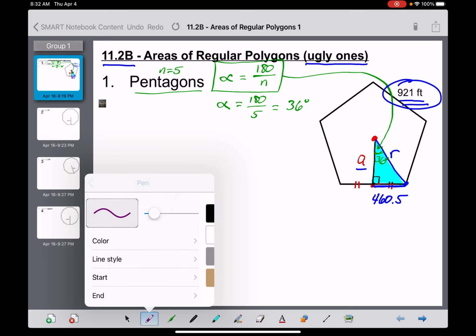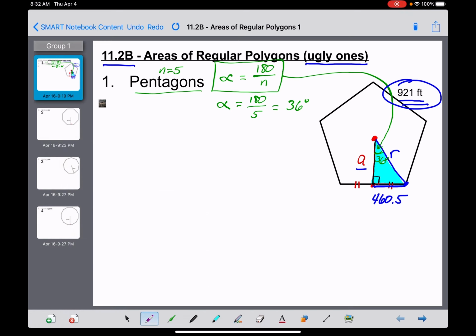Okay. What we're going to have to do then, guys, is go back to basic trigonometry with that 36-degree angle. It's been a while since we've talked about it, but we're going to have to remember SOHCAHTOA as a way to find a missing side in a right triangle. So you're going to imagine that you are standing right here at that 36-degree angle. The side that we know, 460.5, is the opposite leg from where you're standing in the triangle. And A, the side that we need, is the adjacent leg.